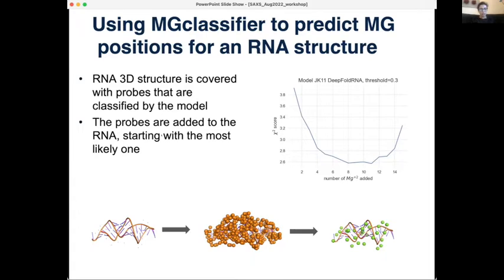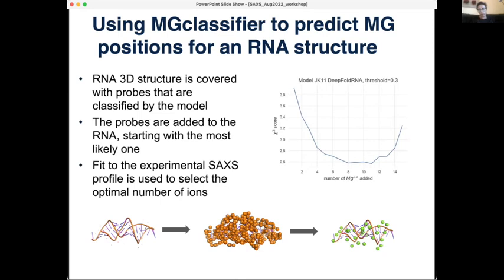So to add the probes that are predicted by the network to the RNA, we can use a SAXS profile. So we start by adding single ions, and we check how well it fits the SAXS data. This is the chi-square score, and this is the number of magnesium ions that we added. And you can see that the score improves until it reaches some optimal number of ions, and then it sort of goes up again. So we can use the SAXS profile to select the ion positions that were predicted by the network and to further optimize their positions. So this was about adding all the missing atoms.